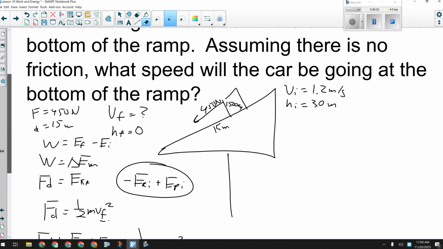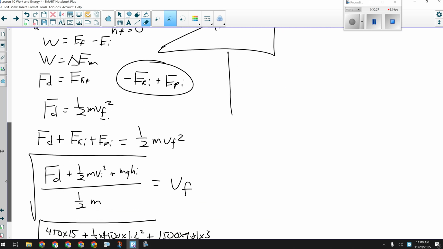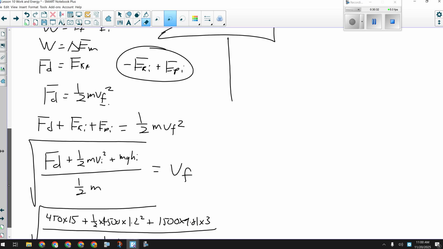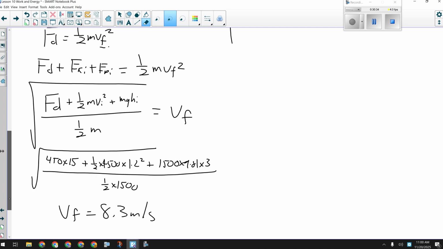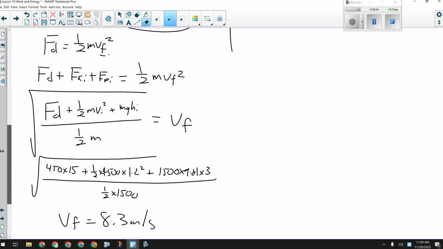So this is the work I had to do to get there. I basically had to do force times distance equals the change in energy and solve for VF. So let's say 3 steps. That's basically what that came out to.